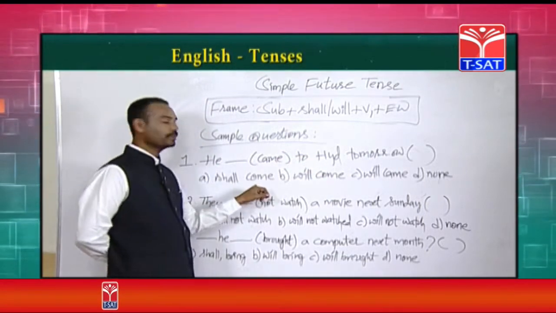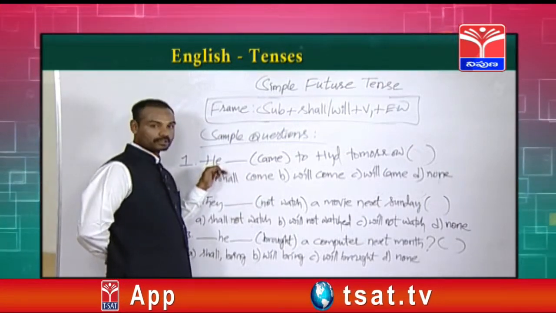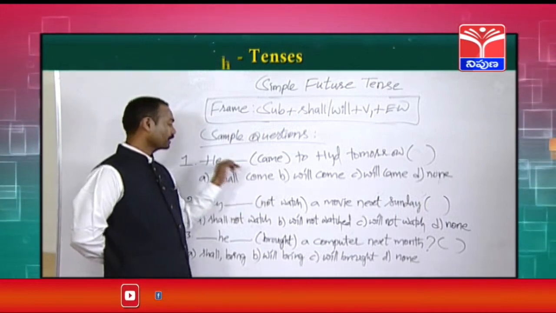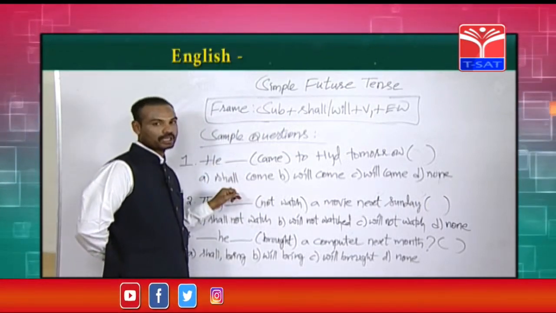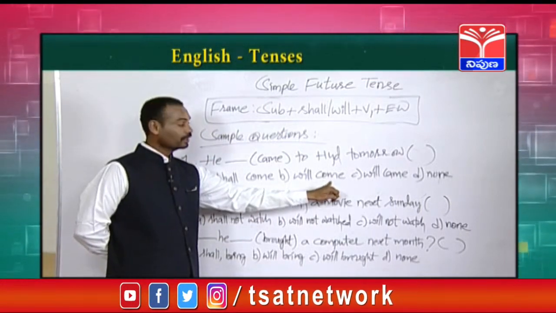Where is that? "Shall come" is the wrong answer. When is it the right answer, friends? When they give subjects like I or we, then we can take shall come. But here the subject is he, so we should not take it. "Will come" is our answer. Where is will come? Yes, will come.